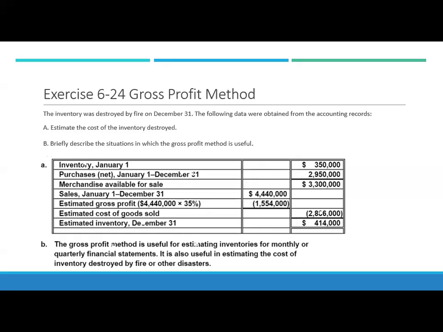And so we take our merchandise available for sale minus our cost of goods sold, and we can estimate with reasonable certainty that our ending inventory was $414,000. An insurance company would look at this and validate that our gross profit percentage was the same as a bunch of previous periods. They would say, okay, this seems really reasonable. This is the amount that we'll approve for the insurance claim for the fire.